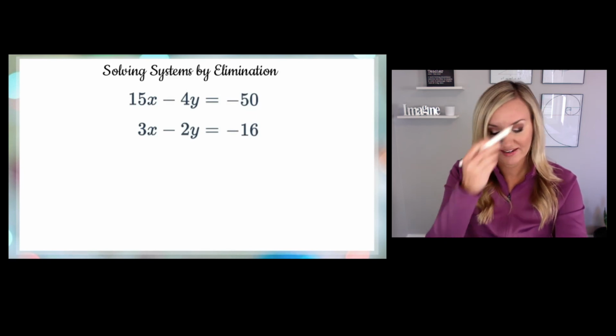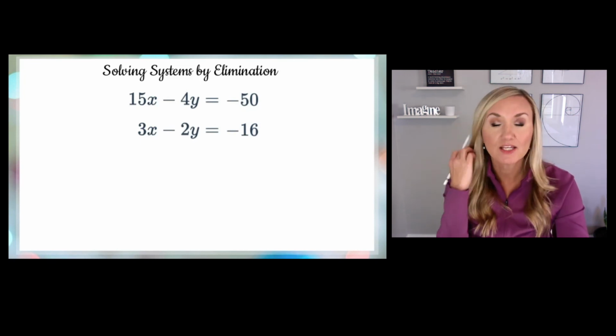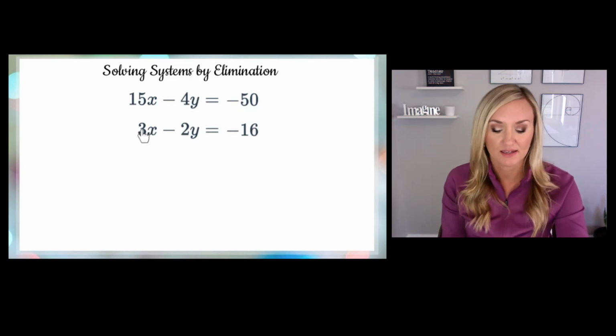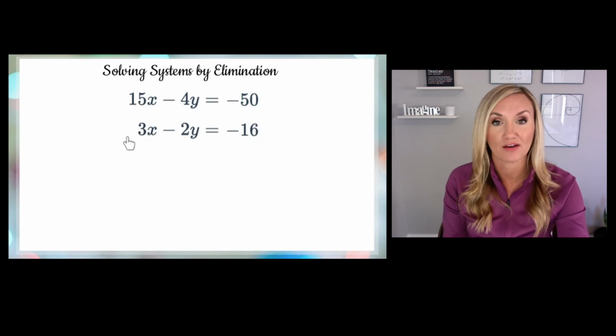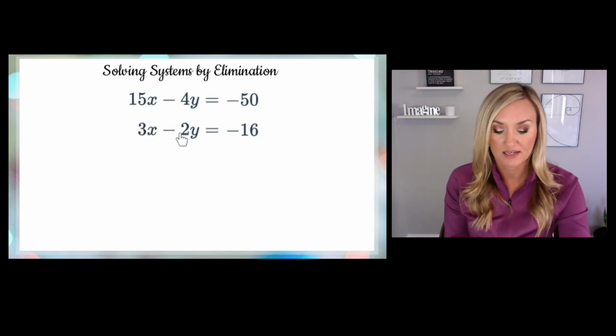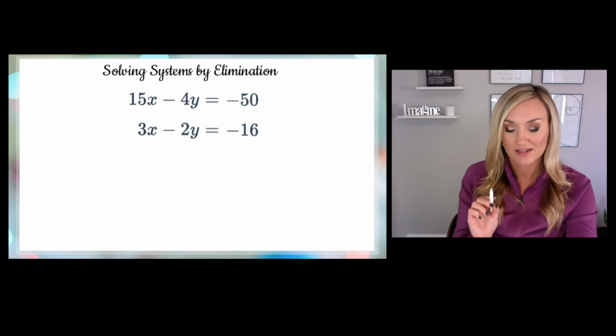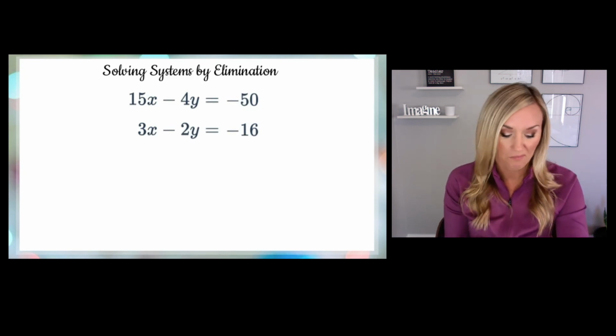All right. I wonder what you did. I wonder, did you multiply the second equation by a -5? Because -5 times 3 is a -15, and they will cancel. Remember, you need opposite signs. Or did you multiply this second equation by a -2? Because a -2 times a -2 is a +4, and the y's will cancel. Did you do that? I think that's what I'm going to do.